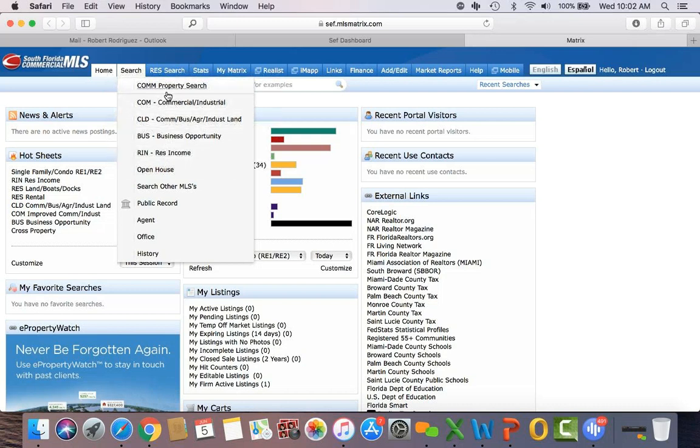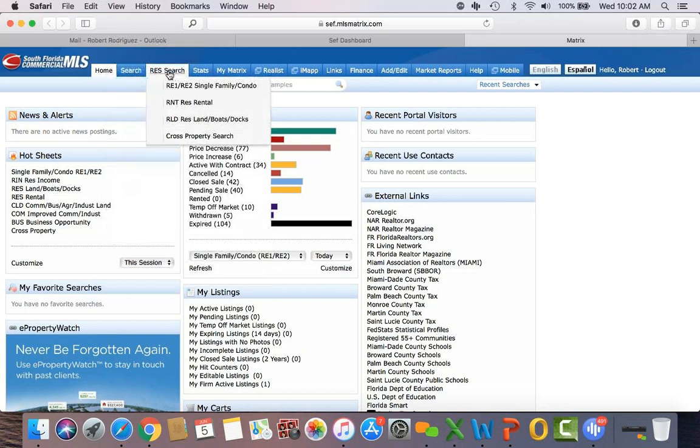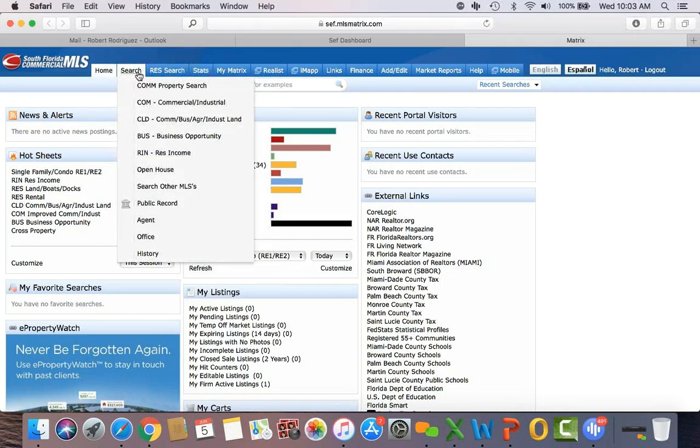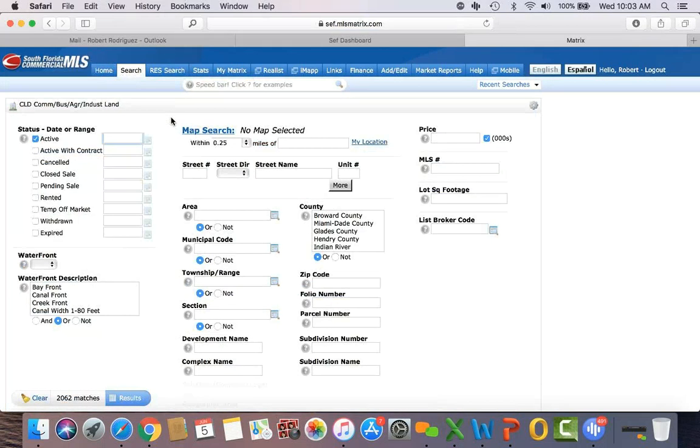There's a difference between the residential MLS and the commercial MLS, where we don't have the residential searches here. We only have commercial, but you can still use the residential search here to search for properties in the residential portion of the MLS. So we'll get started first with your commercial land. And that would be CLD, not to be confused with commercial industrial or commercial property search. The CLD is when we're looking for vacant lots of commercial use.